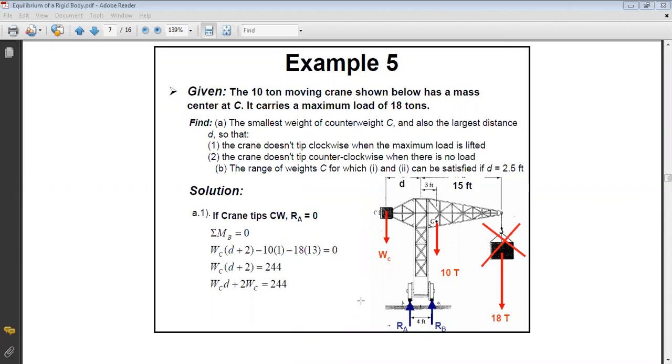Imagine that you don't have a load here. Yes, we will have rotation about A. Okay, so if zero load, I'll write here, if zero load, we have the risk of tipping about A. Okay, so we lose contact with B.